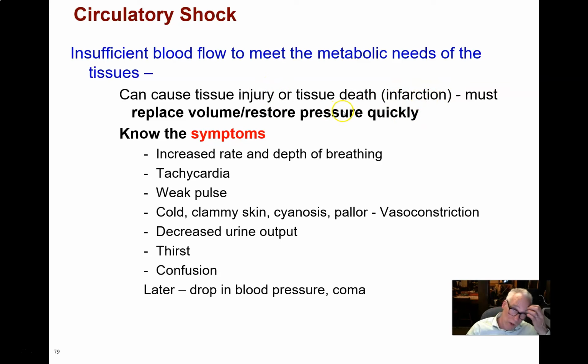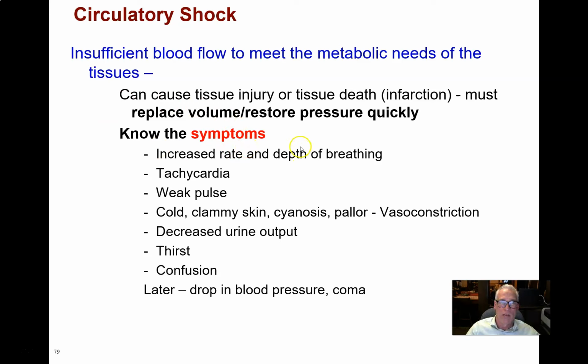So if someone has not enough blood flow, we need to remedy the situation right away to prevent this damage to tissues, because if the tissues die and the vessels in those tissues die, there's a good chance we're not going to be able to save the person and they're going to die. So this is very serious, very dire stuff, potentially end-of-life stuff. So you should know the symptoms because there's no time to lose.